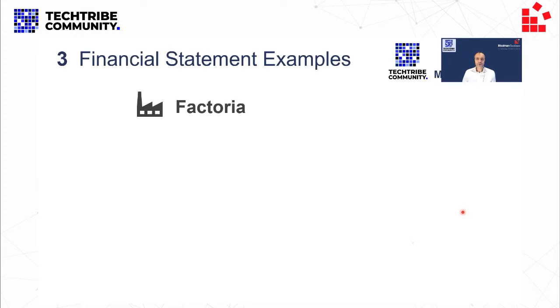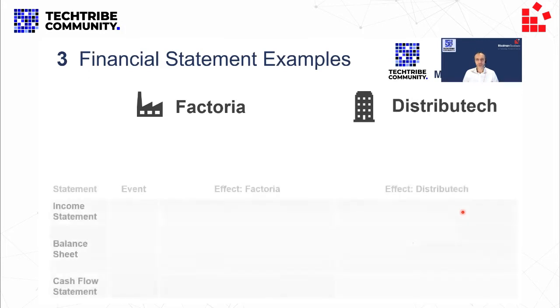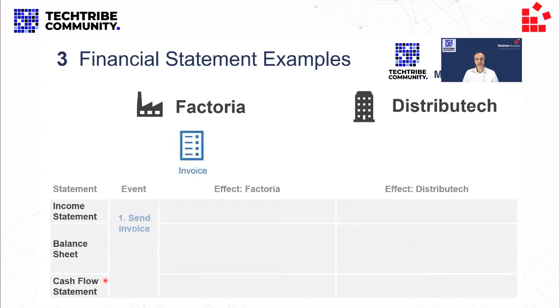I'm going to work through a specific example and illustrate a few transactions and the impact of those transactions on the three financial statements, to give you a better feel for what happens in practice. I'm going to talk about a factory called Factoria and their customer, a company called Distributech. We're going to look at a few events, some transactions between these two companies, and I'll illustrate what happens in the income statement, the balance sheet, and the cash flow statement for these simple events. So the first event is an invoice.